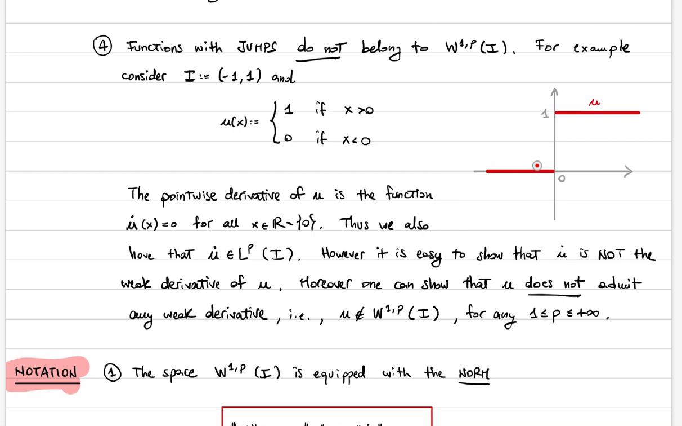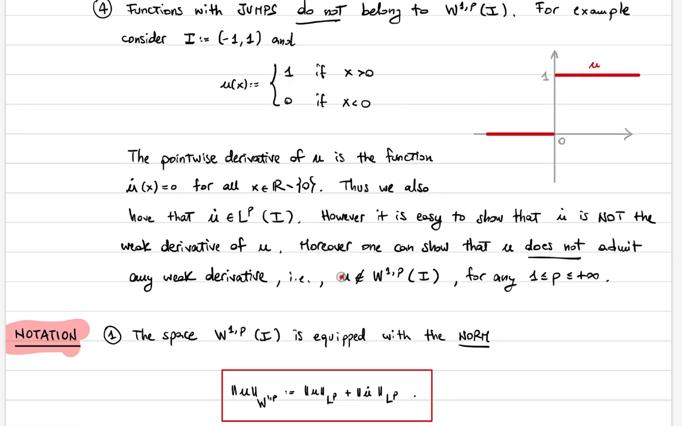The problem comes when the function has a jump discontinuity, in which case there is no representative in the equivalence class of u which is continuous. And in this case, you can see that you never belong to the Sobolev space.